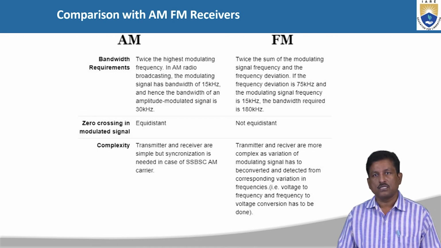Zero crossings in the case of the modulator are equidistant, so there is no requirement here, whereas zero crossings in the case of the FM wave are not. Coming to the design, the design of AM receivers is somewhat easier compared to FM receivers. So these are the basic or fundamental differences between the AM receiver and FM receivers.